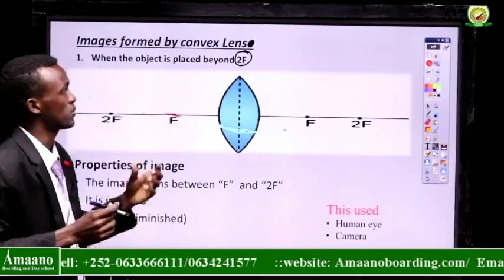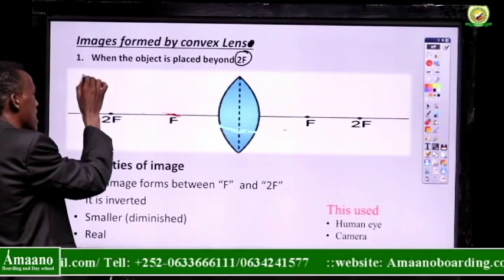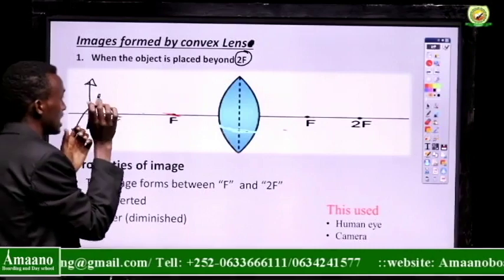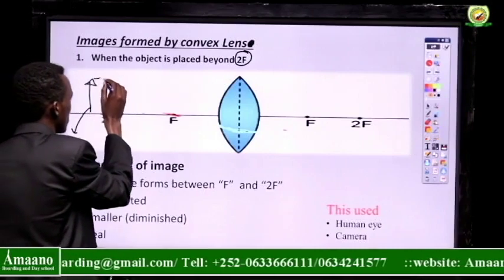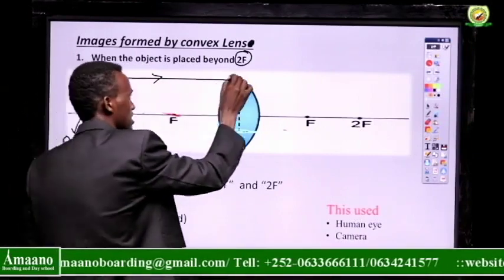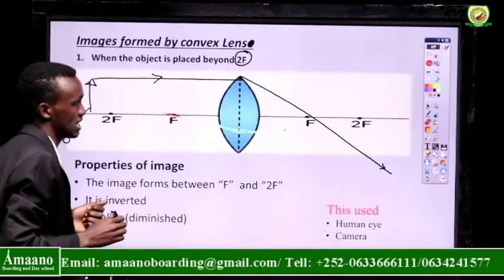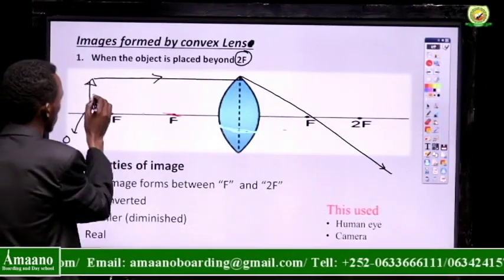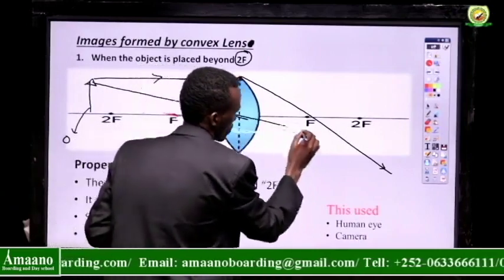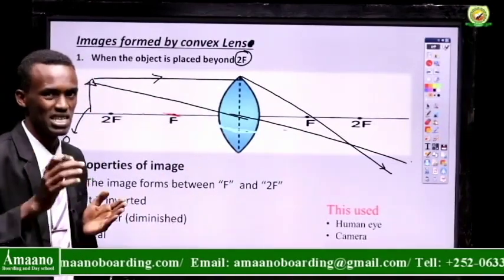So when the object is placed beyond 2f, we take that arrow, this is the object. We take a ray that is parallel to the principal axis. It passes through the focus after refraction. And also a ray that passes through the center of the lens does not refract.